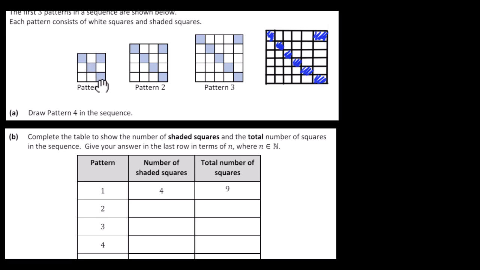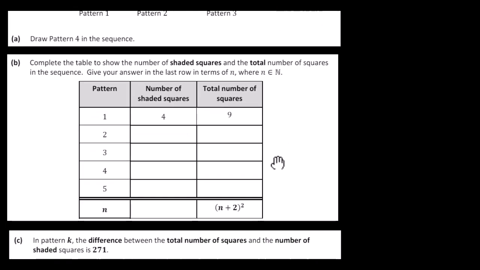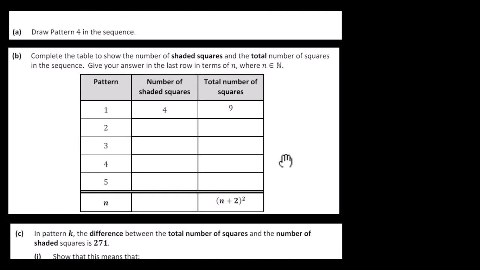What you can see here is along the diagonal you've got 3 shaded squares, so 4 shaded squares, 5 shaded squares, and I've got 6 shaded squares here, and there's always one up here in the corner as well. So I've included that. And they are squares 3 by 3, 4 by 4, 5 by 5 and 6 by 6. Second part here is complete the table below to show the number of shaded squares and the total number of squares in the sequence. Give your answer in the last row in terms of n, where n is natural.